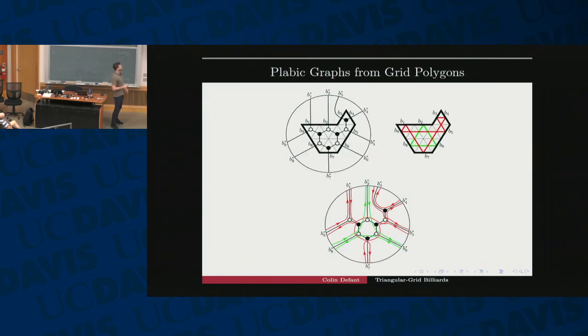So the reason this is related to what I was saying before is because if you have one of these triangular grid polygons, you can get a Plabic graph from it by basically doing a dual graph construction.